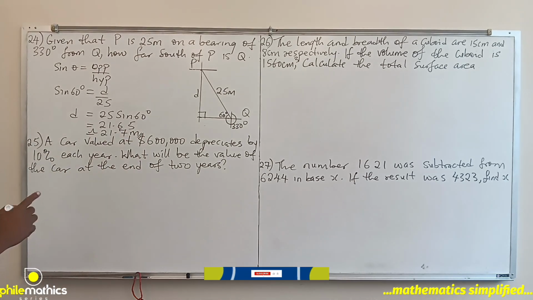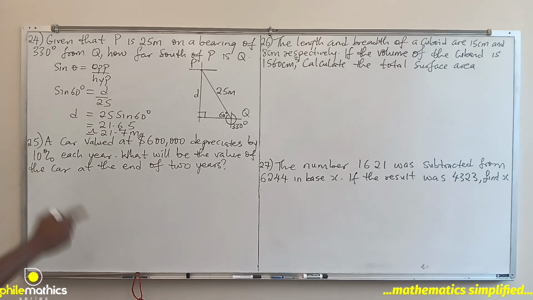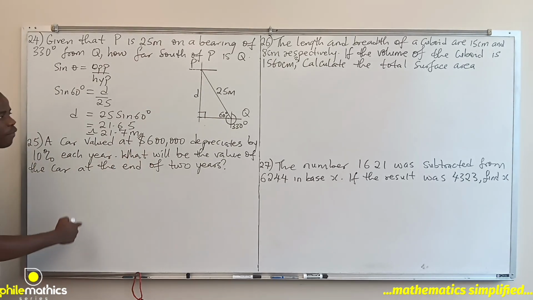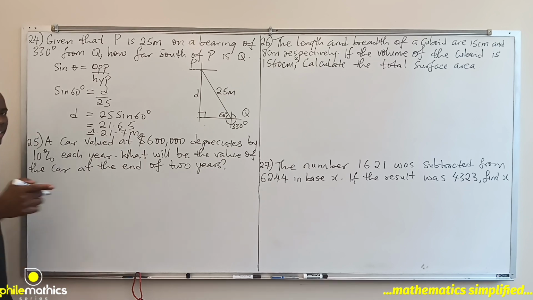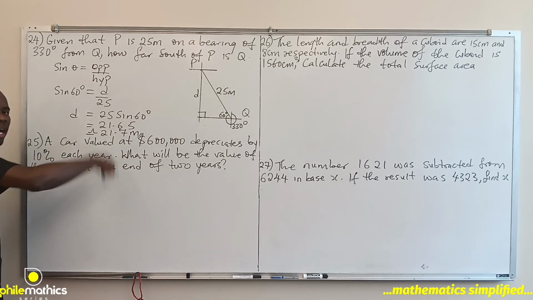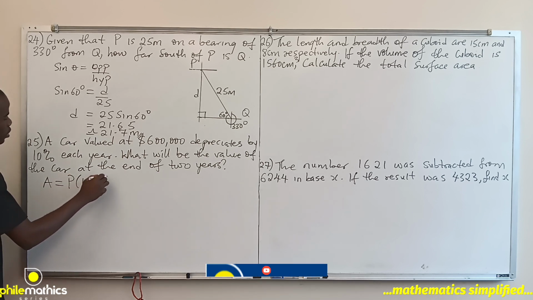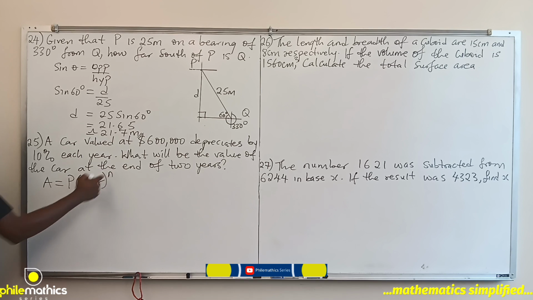25 says a car valued at $600,000 depreciates by 10% each year. What will be the value of the car at the end of 2 years? So we can use the depreciation formula, or we can subtract 10% from $600,000 and find what it is after the first year, and then subtract 10% from the remainder after the second year. Or you can use the formula which says the amount, the principal at that point, times 1 minus the rate, to the power n, which is the number of years.